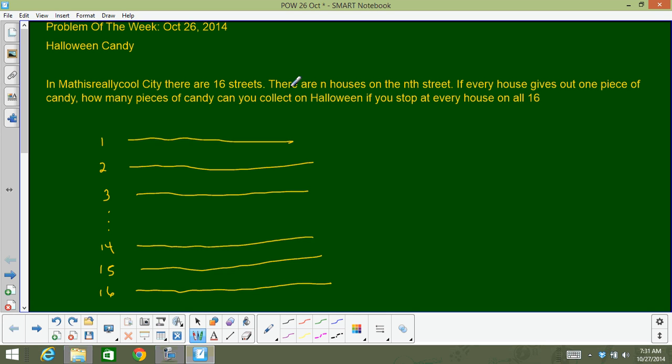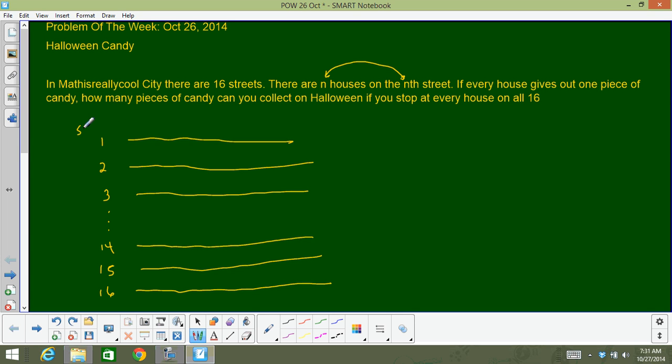Second sentence here. There are n houses on the nth street. Now, sometimes you read something once. You might have to read it again to get real good understanding of what's being talked about there. There are n houses on the nth street. So you see the match right there, right? N houses on the nth street.